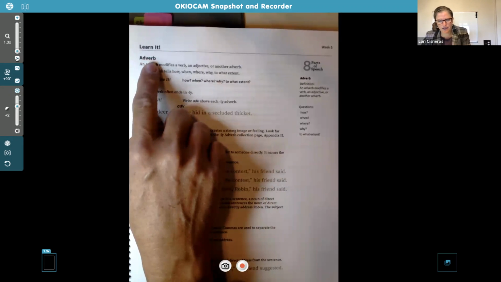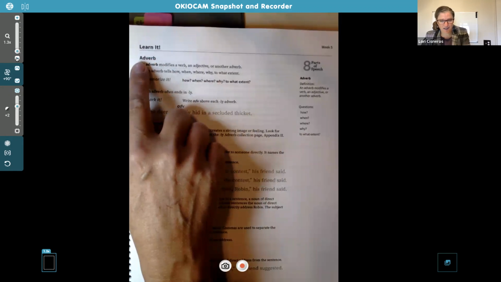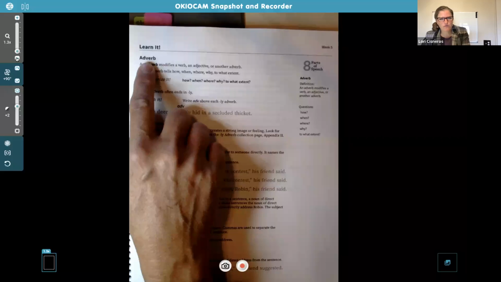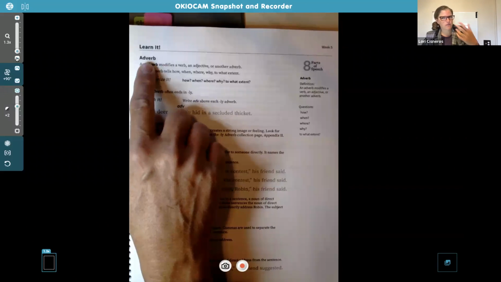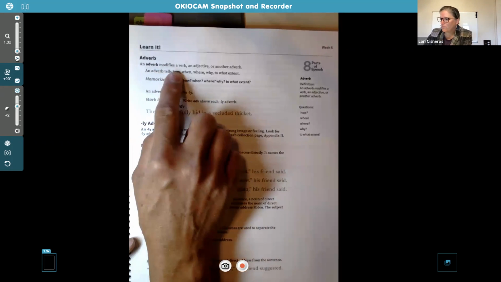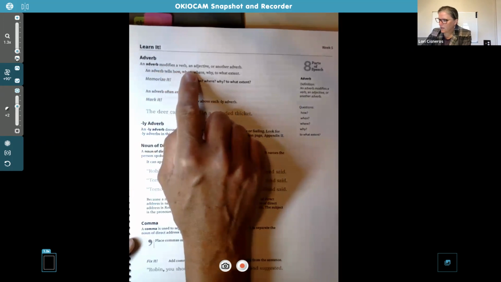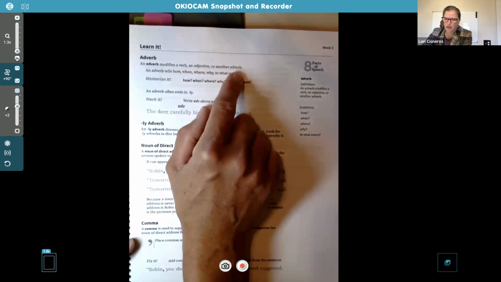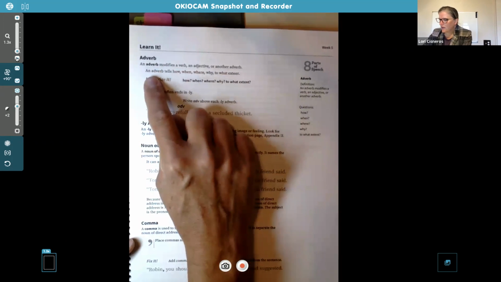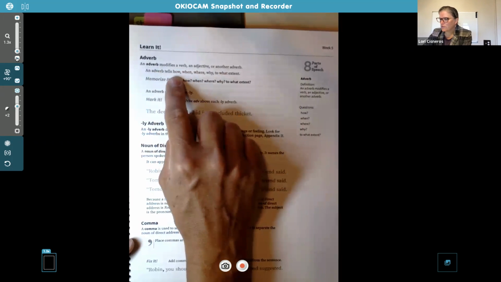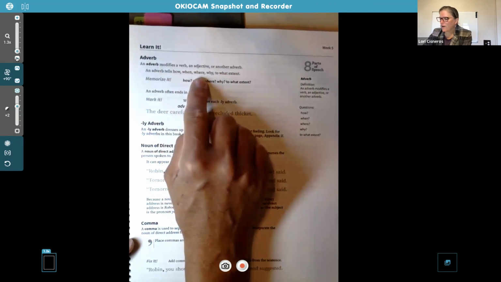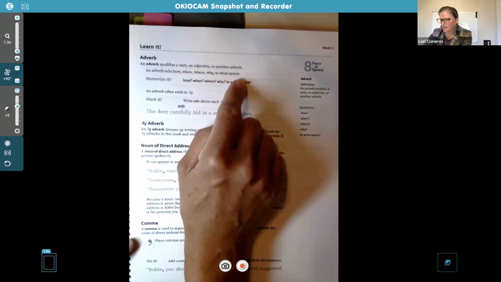It's nice when they actually give you a clue in the word because that always comes in handy, but basically it means you're adding to the verb. So you're making it more visual or you're describing it a little bit more in detail when you add an adverb. An adverb modifies a verb, an adjective, or another adverb. An adverb tells how, when, where, why, to what extent.